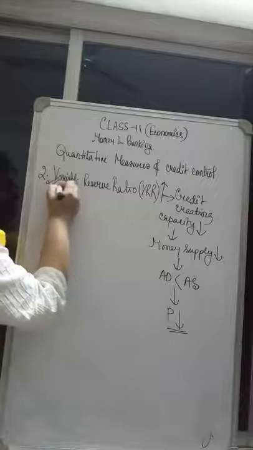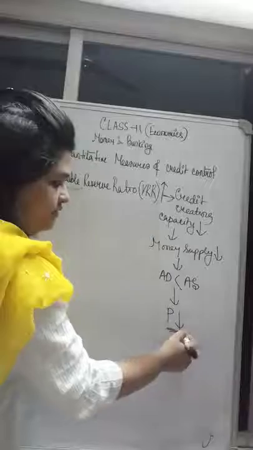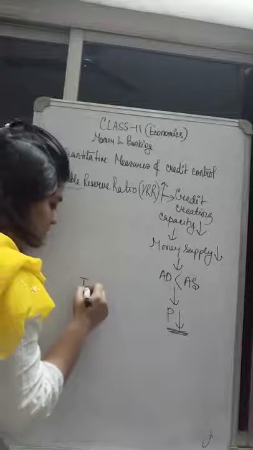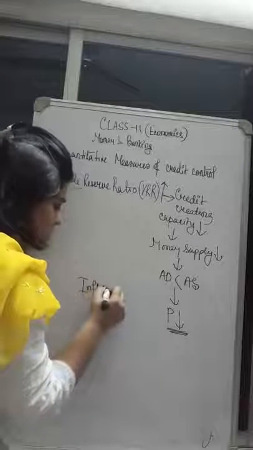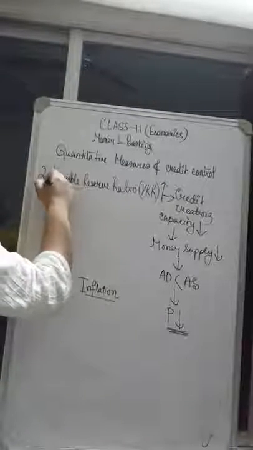The name is written variable because the reserve ratio is not fixed and it is varied by the central bank according to the time of emergency. So variable reserve ratio varies. It can be increased or decreased. When central bank increases the reserve ratio, the ultimate effect is price fall. It also indicates that previously there was a problem of price rise or inflation, and in order to control the problem of inflation, increased prices need to be dropped down, for which the variable reserve ratio has been increased.